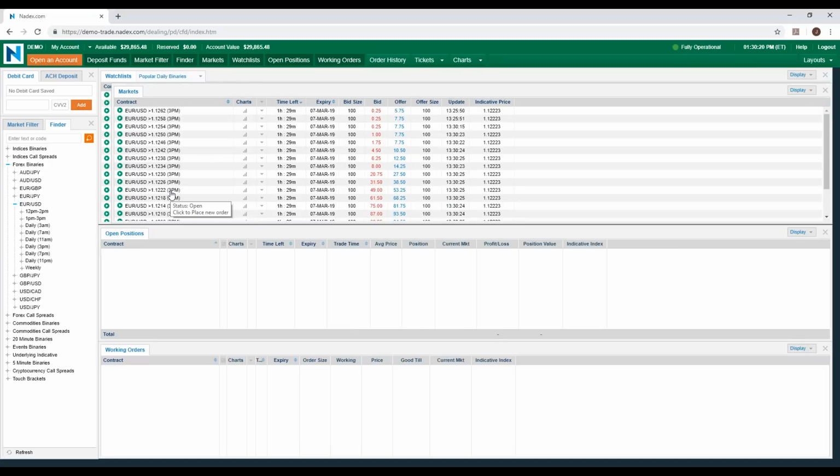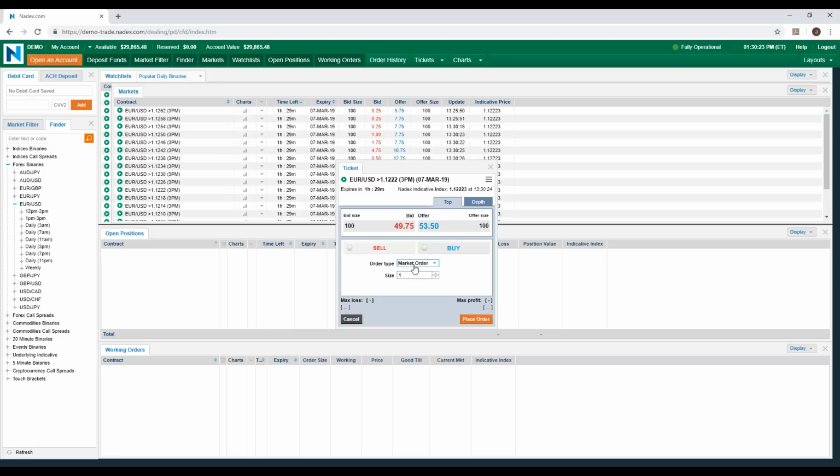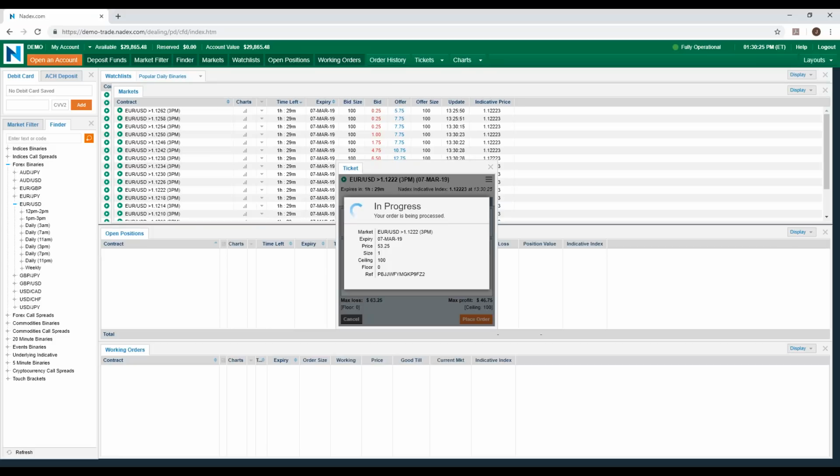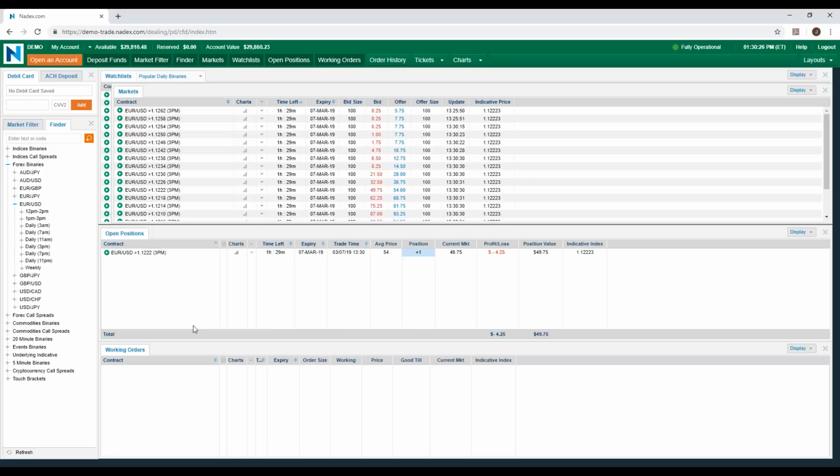Let me show you one more time. I'm going to buy this contract. I'm going to use a market order, just to get it in there. So I bought this contract, and it's here in my open positions. Now, whether it's going for me and I'm profitable and I want to exit early for profit, or whether it's going against me and I want to exit early to limit my loss, it's here, open.